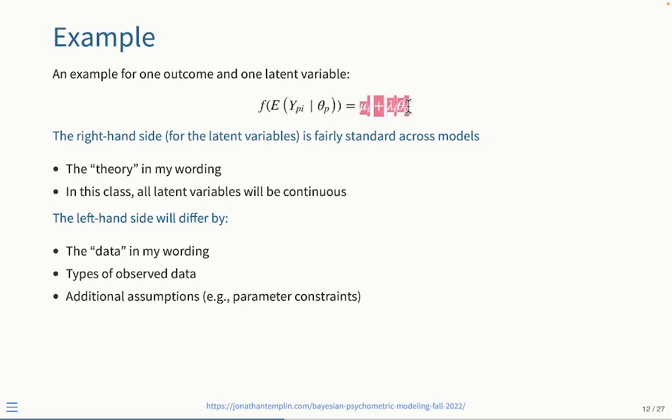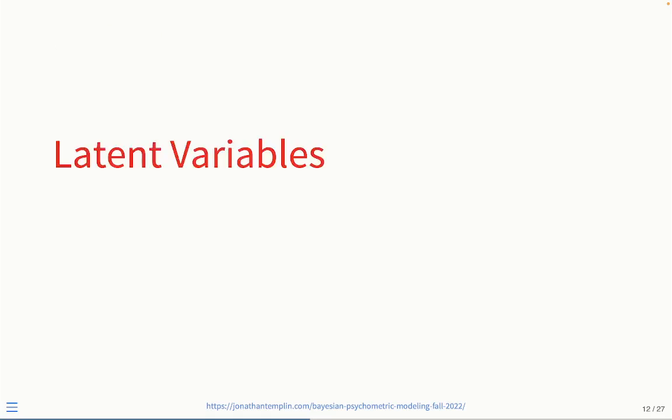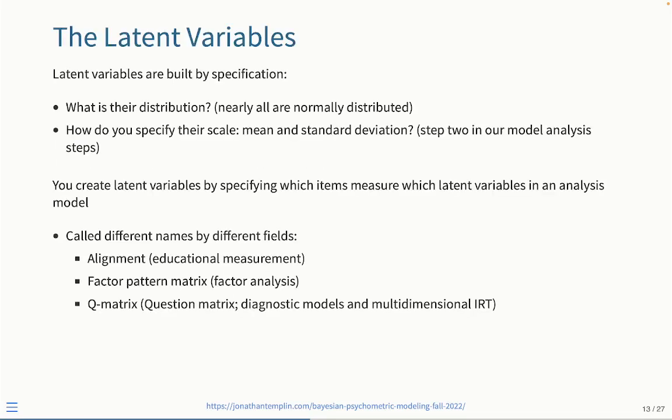That's what the left-hand side represents. The right-hand side represents our theory. In this case, we are believing there's one latent variable, theta, for each person p, and we're mapping that onto the space of the data using a linear model itself. So the left-hand side will differ by the type of data, the type of potentially statistic we put inside the function itself, and potentially other features of the model itself. But today is about latent variables and their characteristics.